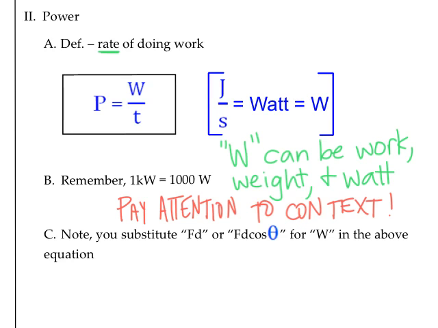Unfortunately, we see these in the same chapter, but a capital W can be work, weight, or watts. So it's going to be really important that you pay attention to the context when you're reading those word problems, and we're going to get some practice with those. The other thing that I wanted to make a note of for you is that watts are pretty tiny, so a lot of times you'll see a kilowatt, so you may need to do that conversion from watts to kilowatts. So there are 1,000 watts in 1 kilowatt.